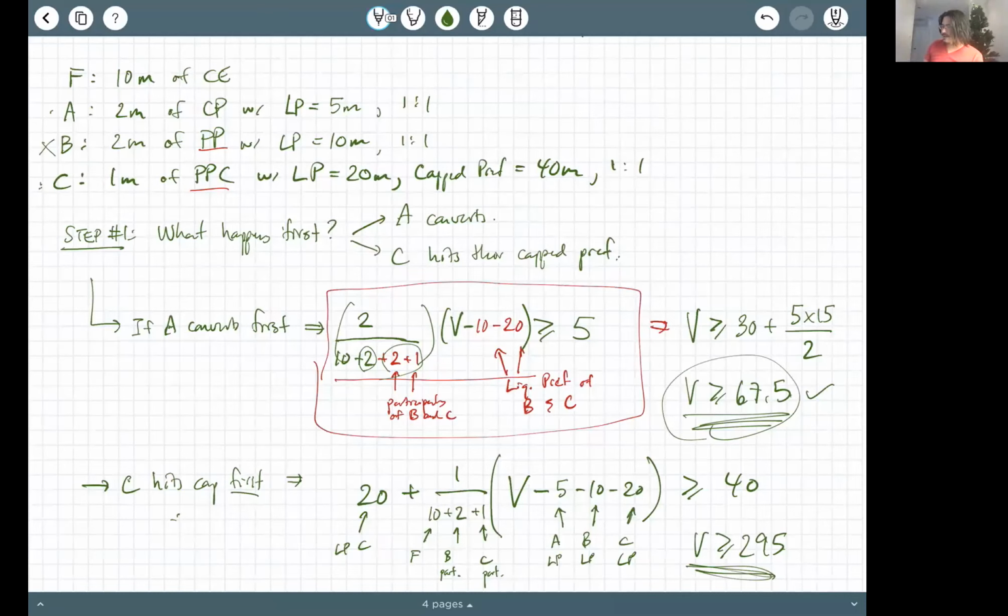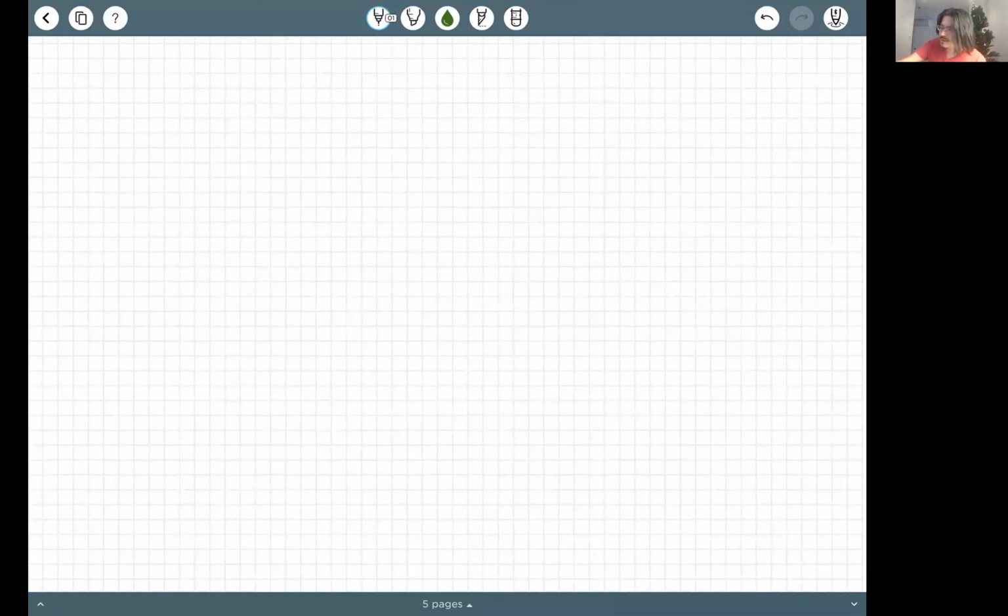So step 2 here is asking, when does C actually hit their cap? Because our last calculation had assumed that A had not converted yet when C hits their cap. But now we know that when C hits their cap, A will already have converted. So when does C hit their cap?